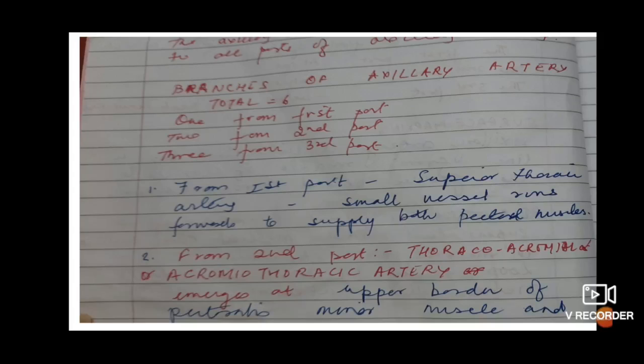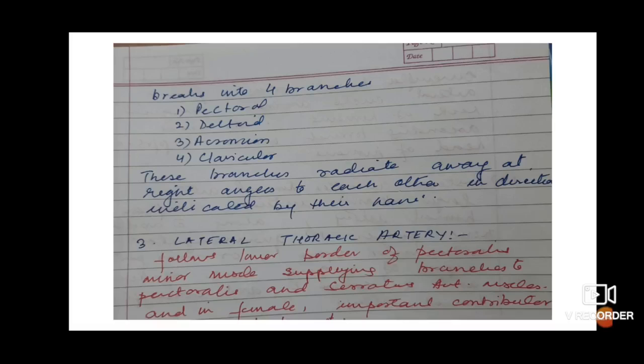From the second part of axillary artery, there are 2 branches. The first is the thoracoacromial artery or the acromiothoracic artery. It emerges at the upper border of pectoralis minor muscle and breaks into 4 branches: pectoral, deltoid, acromion and clavicular. These branches radiate away at right angle to each other in direction indicated by their name.